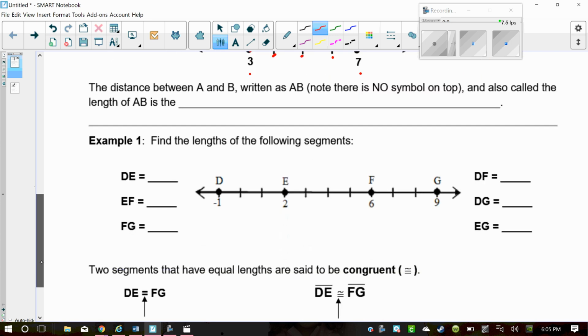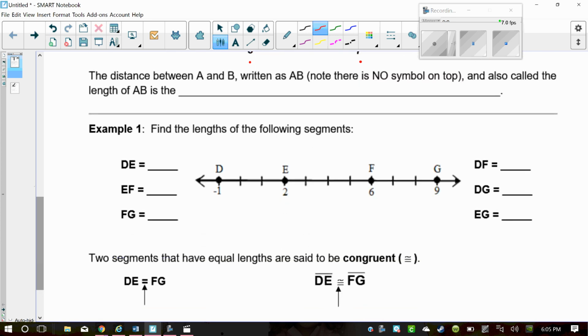Example 1, find the lengths of the following segments. The first one is D to E. So I'm going to go over 1, 2, 3 to go from D to E. So we're going to write in 3. F to G. F to G is over here. There's F right here and G right here. And I'm going to go over 1, 2, 3 units to go from F to G.